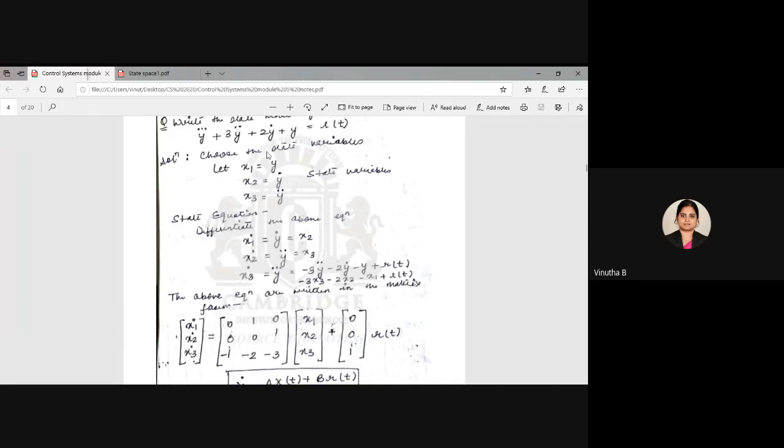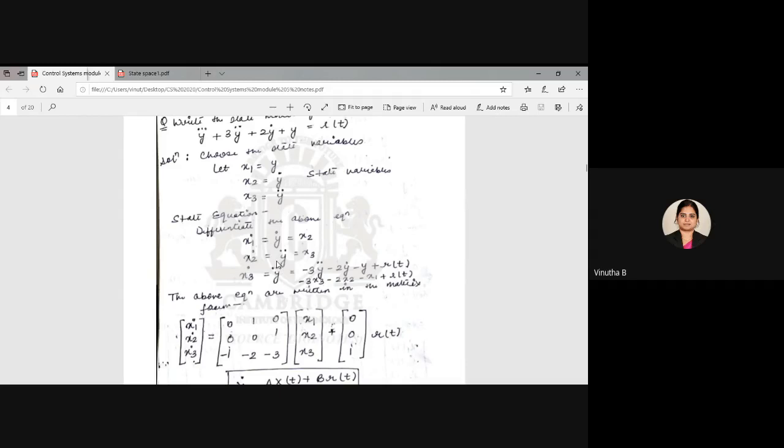So x1 dot will be what? In case of x1, you know that it is y. So write it as y dot. Since x1 has a dot or a bar, you have to represent y also with a bar. But what is y bar? y bar is x2. Now x2 bar is y double bar, which is equal to x3, as y double bar is nothing but x3. Similarly, now x3 bar will be equal to y triple bar, correct?